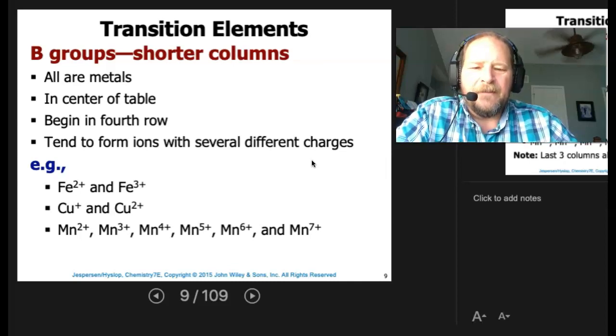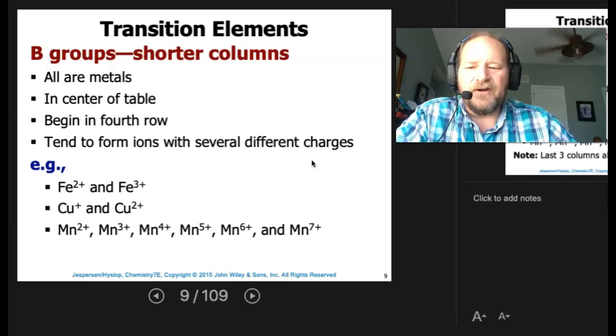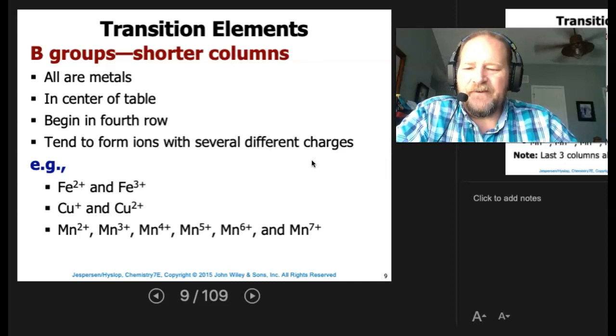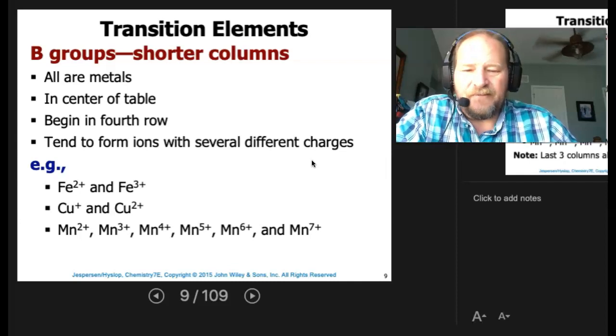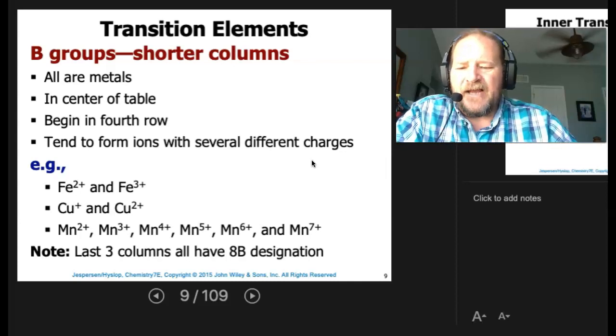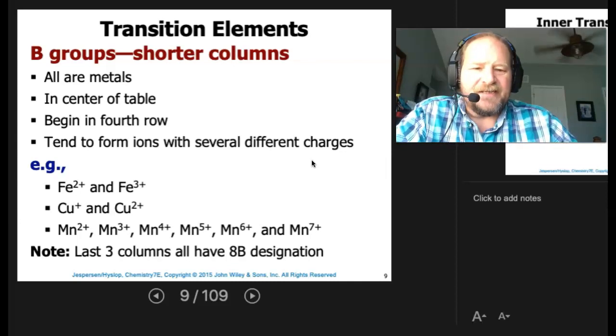Okay. Now, when it comes to these charges, we're going to learn ways to figure out what those charges are. So you don't need to memorize what the possibilities are. What we're going to do is use the name and figure out what the charge is for the metal we're dealing with. So don't feel like you have to know that manganese is a 2, 3, 4, 5, 6, or 7. Right? You don't need to worry about that. Again, we'll figure that out in each situation that we're working with. The last three columns all have an 8B designation.